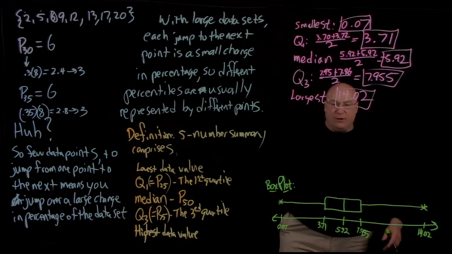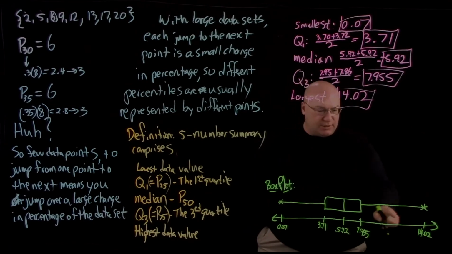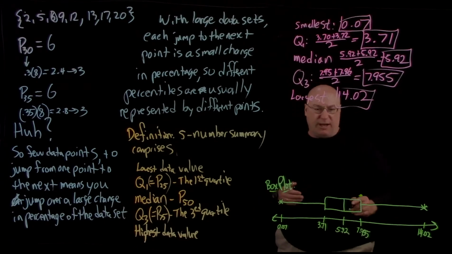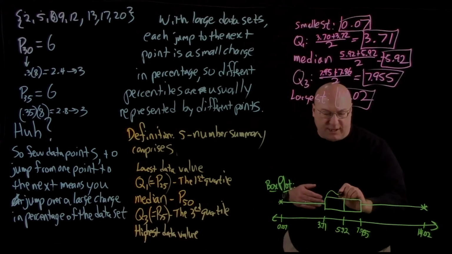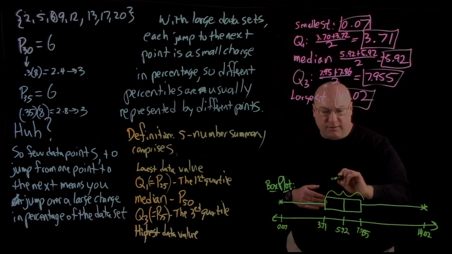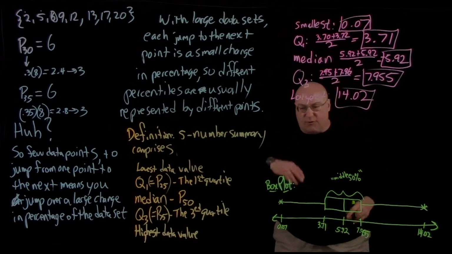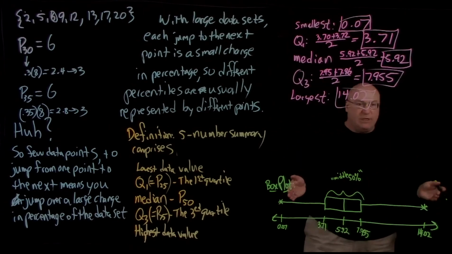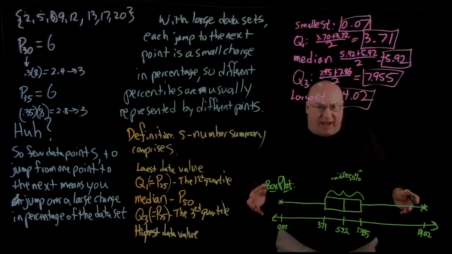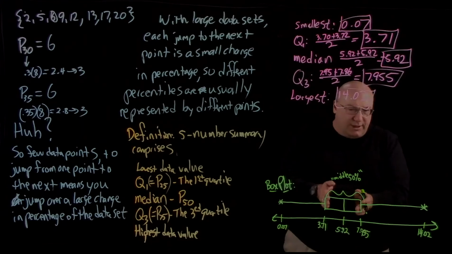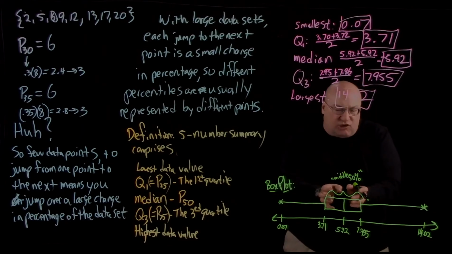Okay. Now, looking at this image and seeing these numbers down here, it really does give me a little bit of a picture of the data. I can say that what I have right here is roughly what we call the middle 50%. So even though I'm telling you that the data go from 0.07 to 14.02, I'm telling you that about half of it, the middle half, is between 3.71 and 7.955. So they're all kind of crunched in.